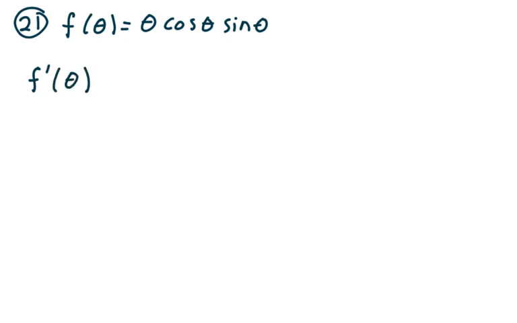So in other words, I want the derivative of f of theta with respect to theta. Now, what I'm going to do is put parentheses around cosine theta times sine theta, and I'm going to apply the product rule. So I'm going to take the first function, and multiply by the derivative of the second function with respect to theta. Okay?